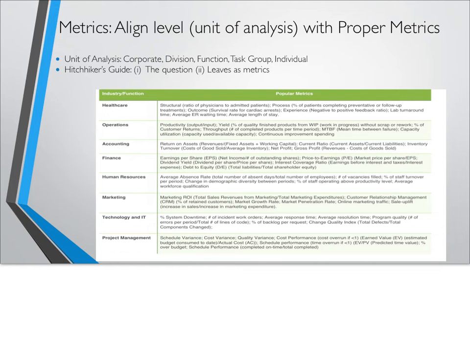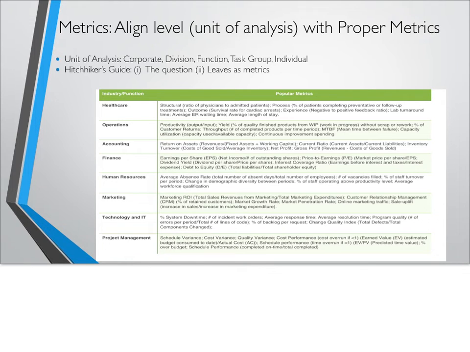In accounting, you have things such as return on assets, such as revenues divided by fixed assets plus working capital, current ratios such as current assets divided by current liabilities, inventory turnover which is cost of goods sold divided by average inventory, net profit, gross profit, which is revenues minus costs of goods sold, and many others.